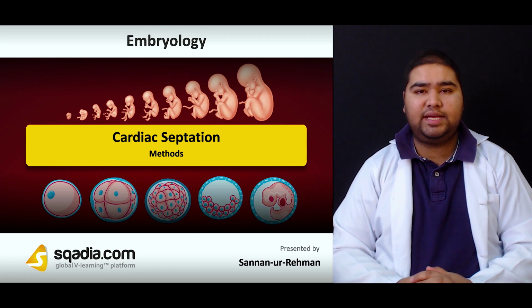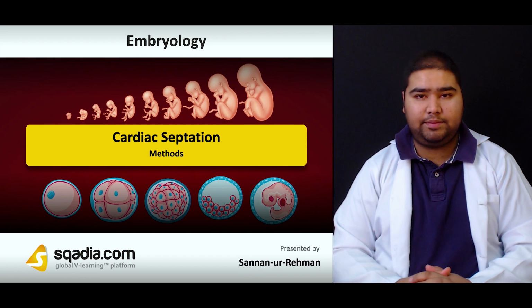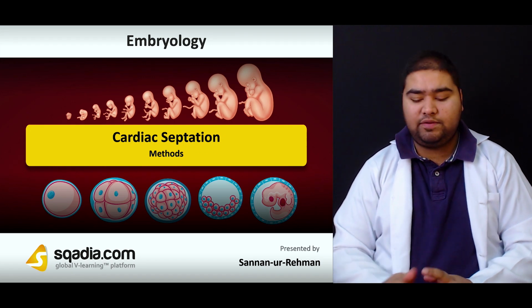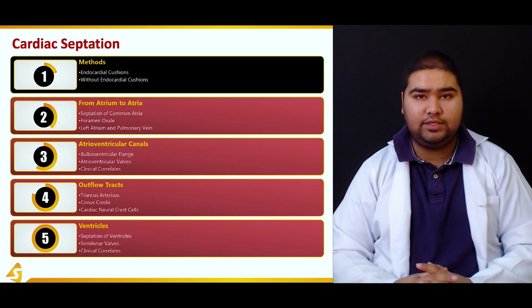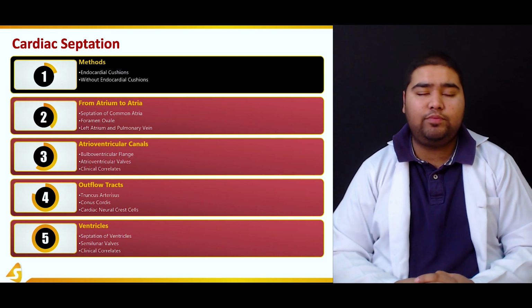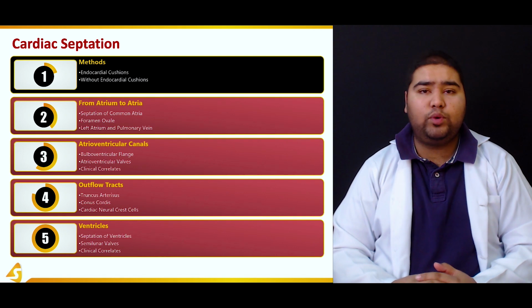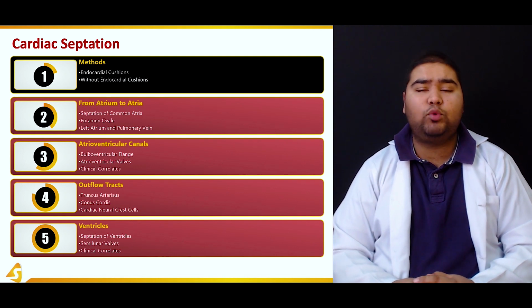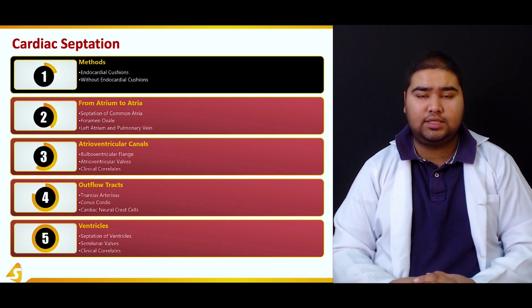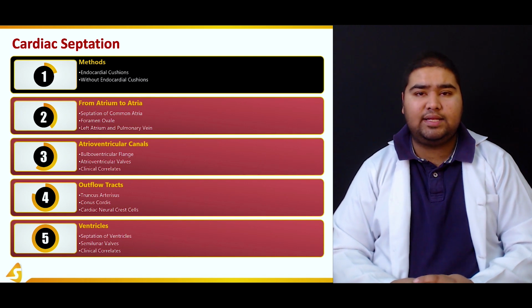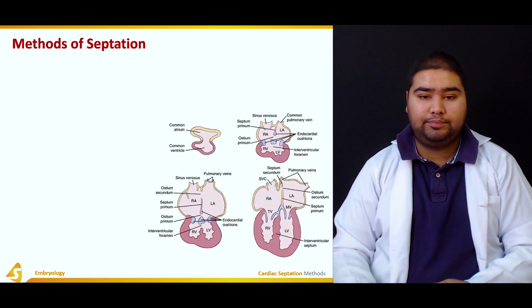This is the first subsection of this lecture, which is about the methods of cardiac septation. This lecture has been further subdivided into two sections, that is, the two methods of cardiac septation. These methods are with the help of endocardial cushions and without the help of endocardial cushions. We'll discuss these methods in detail now.